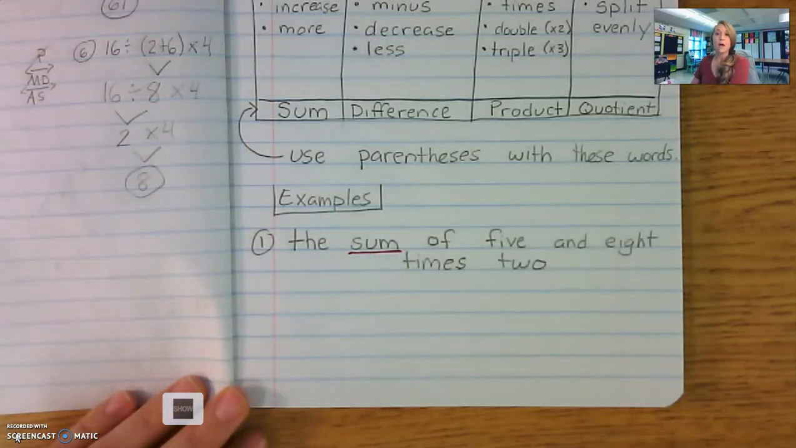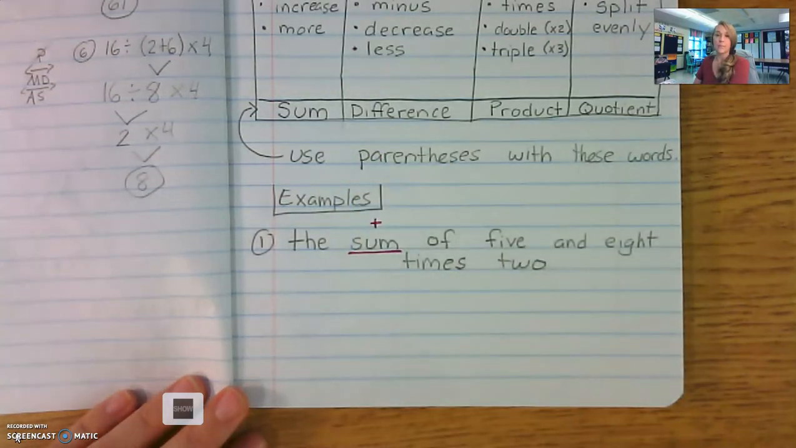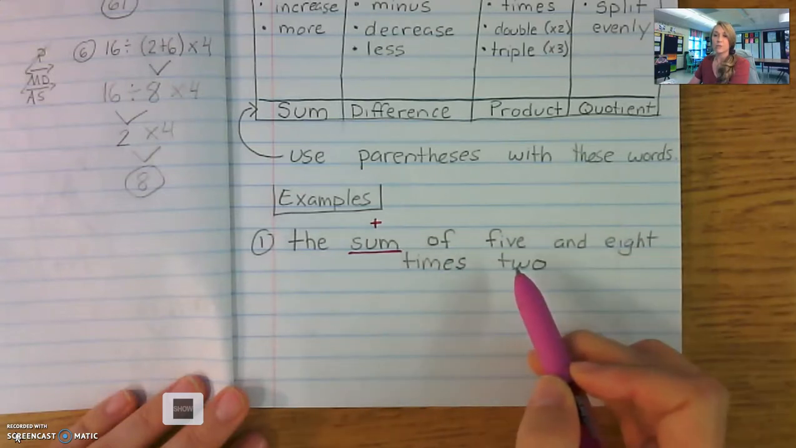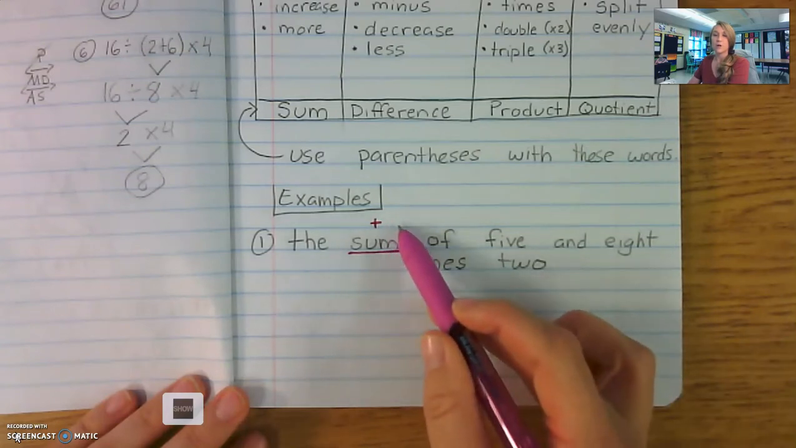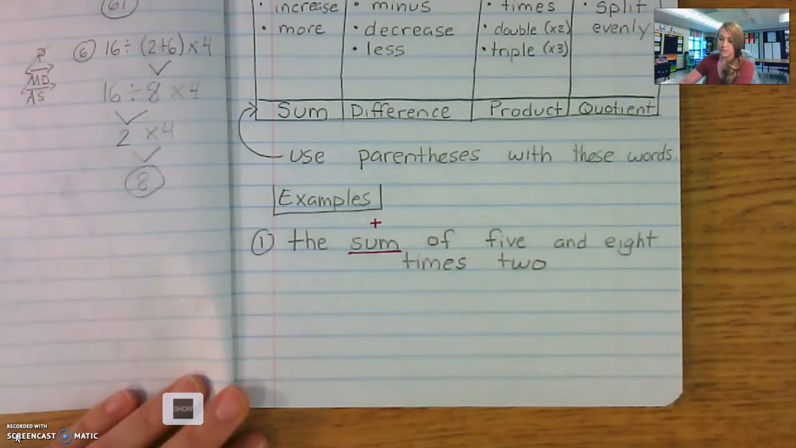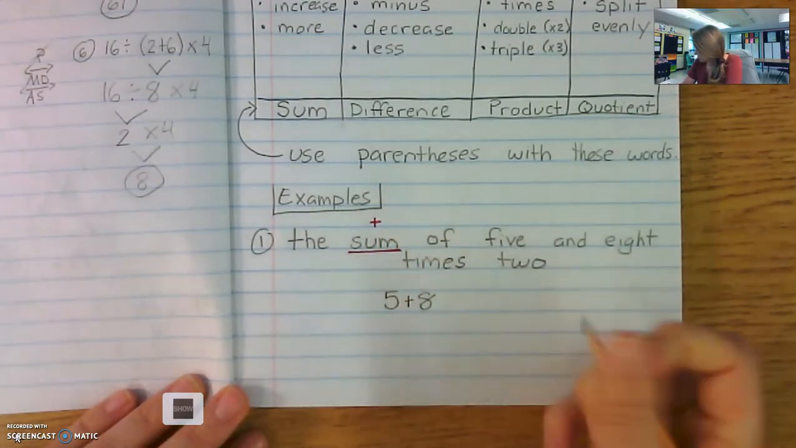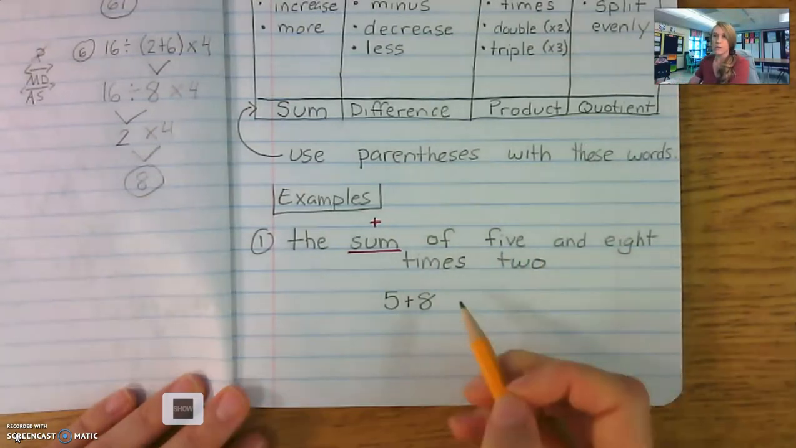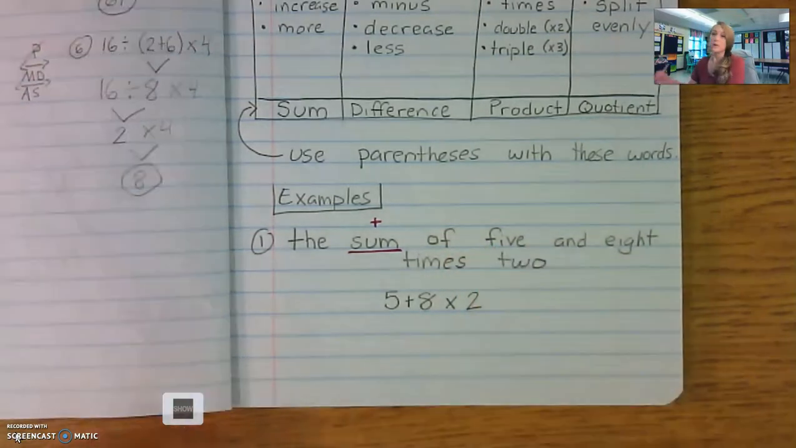Okay? Sum tells us that we need to do addition. So we need to find the sum of 5 and 8 times 2. So sum is addition. What are we adding? We're adding 5 and 8. So let's write that first. Sum of 5 and 8, there it is, times 2. Well, we know what times means. It means multiplication. All right, so that's the sum of 5 and 8 times 2, right?